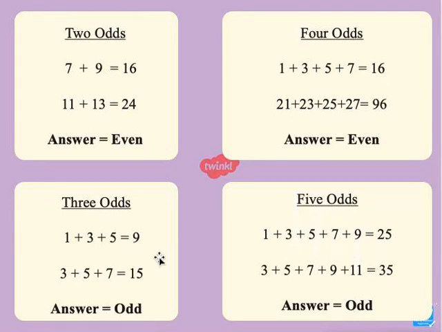Okay, next example we're going to look at what happens when you add three odd numbers. So the examples I have here are 1 plus 3 plus 5 equals 9.